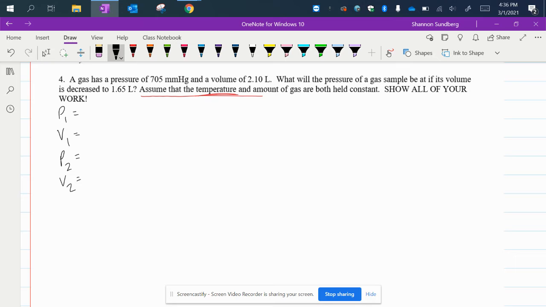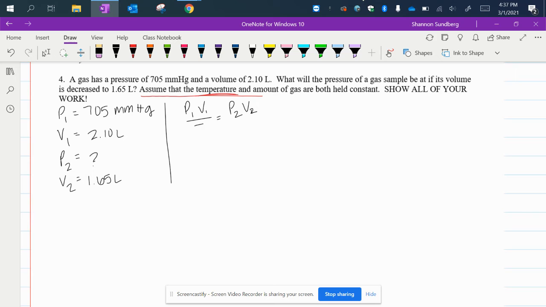So the first pressure is 705 millimeters of mercury. First volume is 2.10 liters. You're looking for a pressure 2, and then V2 is 1.65 liters. So normally the equation you work with is P1 V1 over T1 equals P2 V2 over T2. But like I said, temperature is held constant, so you're not actually going to be using those.